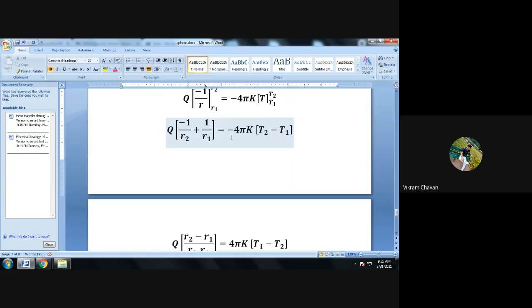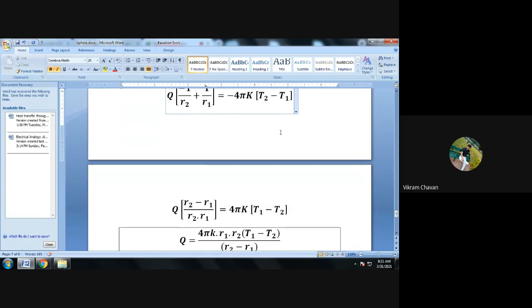Now here what we have done, we have taken this negative sign inside the bracket. So when you take this negative sign inside the bracket, plus t2 becomes minus t2 and minus t1 will become plus t1. So the temperature term will be t1 minus t2. So that we will get the equation as q into bracket r2 minus r1 whole divided by r2 multiplied by r1 is equal to 4 pi k into bracket t1 minus t2.